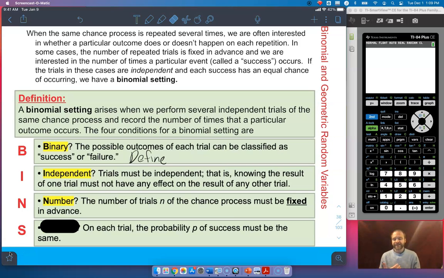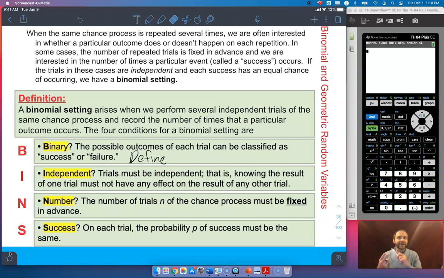And then S is the probability of success consistent? Flipping a coin, no matter what, you have a 50-50 shot of getting heads. So is the probability of success the exact same in all the trials? The probability of success cannot change over each trial. It has to be constant. So that's BINS. Whenever you want to know a binomial setting, the conditions are check the BINS.